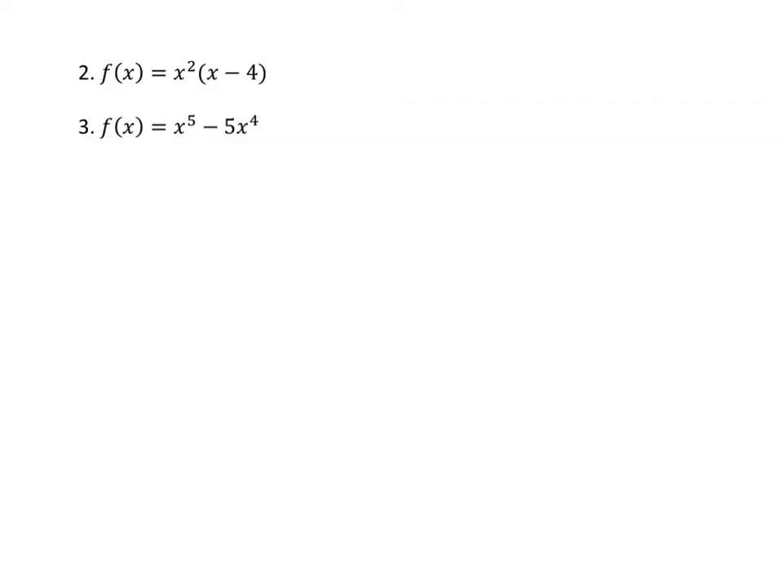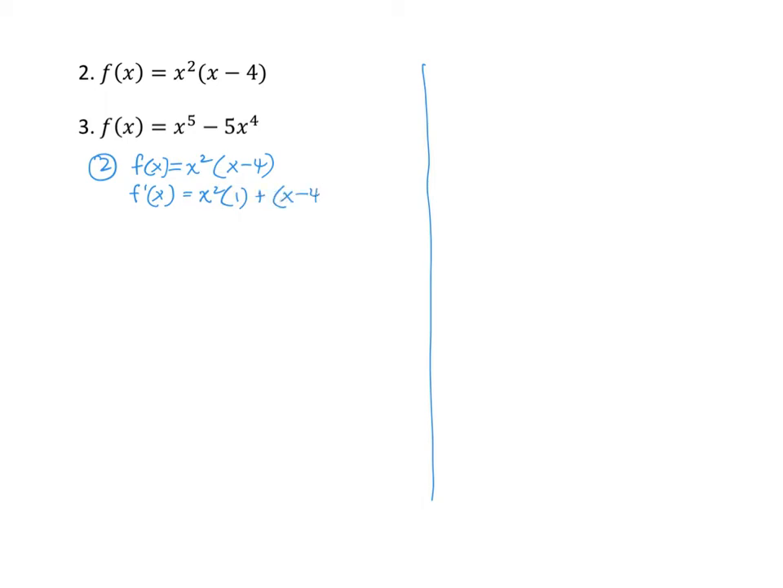All right, so let's look at these other two problems on this page. I'm going to look at problem number 2 right here. So I have f of x is equal to x squared times x minus 4. I'm going to take the derivative, and I get x squared times 1 plus x minus 4 times 2x. And multiply that out, I get x squared plus 2x squared minus 8x. So that is 3x squared minus 8x.